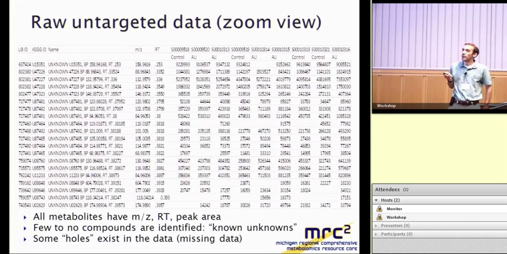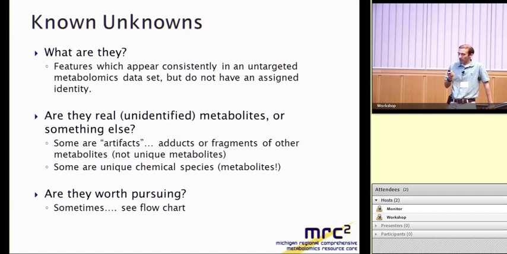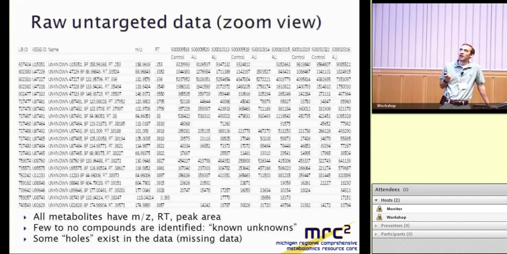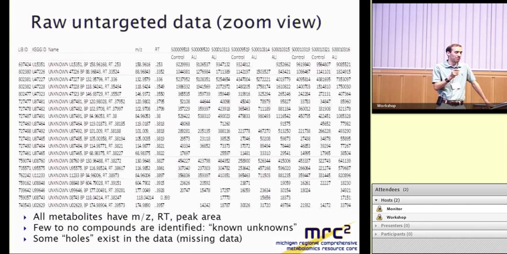Okay, so this is what the raw data will look like. So what are we going to do with it? Okay, well, first, I apologize. I wanted to spend some time talking about these known unknowns. Known unknown is kind of a strange term. What it means is something that is present consistently in your data set and perhaps in multiple data sets, that is seen reliably in all of the features, but we don't have an in-house database match for it yet. So we know it's there. We know we can find it consistently, but it's unknown in the sense that it's unidentified.